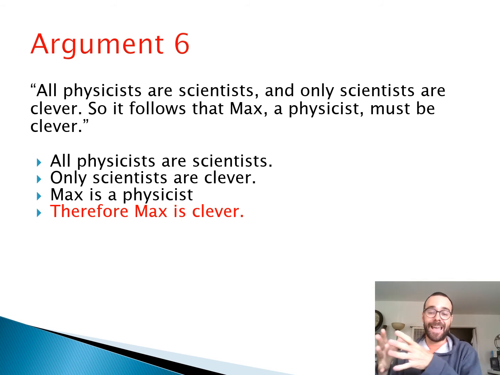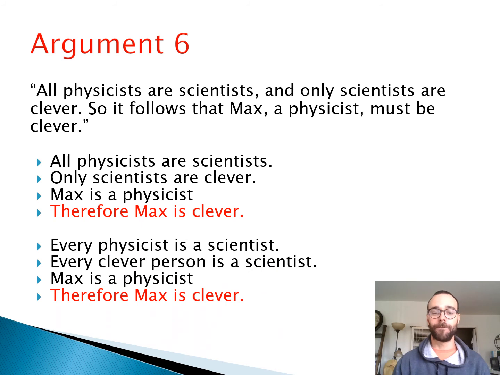We need to turn that into a universal claim or a particular claim using some. So it must be every scientist is clever or some scientists are clever. But remember, that word only will flip the conditions. So instead of it saying every scientist is clever, the word only will flip the condition and you will get every clever person is a scientist. Because if I were to tell you only scientists are clever, in English what we mean is that every clever person is a scientist, not every scientist is clever.